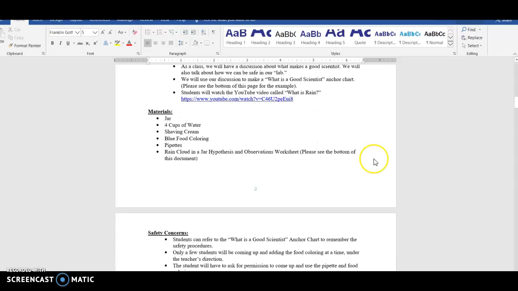For the rain cloud in a jar, the materials are, of course, a jar, 4 cups of water, and that is an approximation because you just want to at least have the jar 75% filled with the water. Shaving cream, blue food coloring, pipettes or dropettes, and the rain cloud in a jar hypothesis and observations worksheet, which I will show you at the bottom of this document. I created the worksheet, so I'm going to be explaining that.